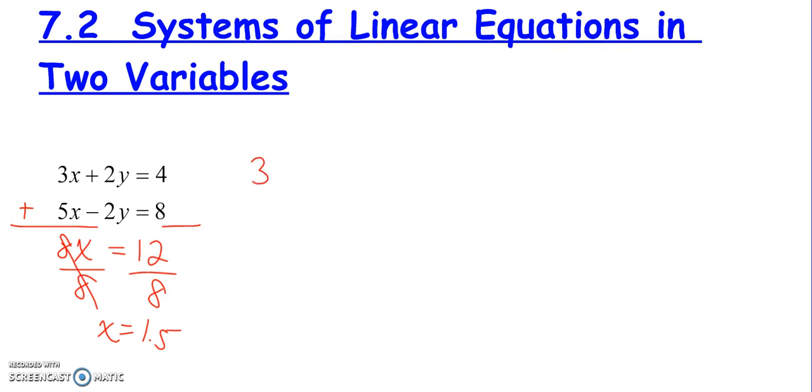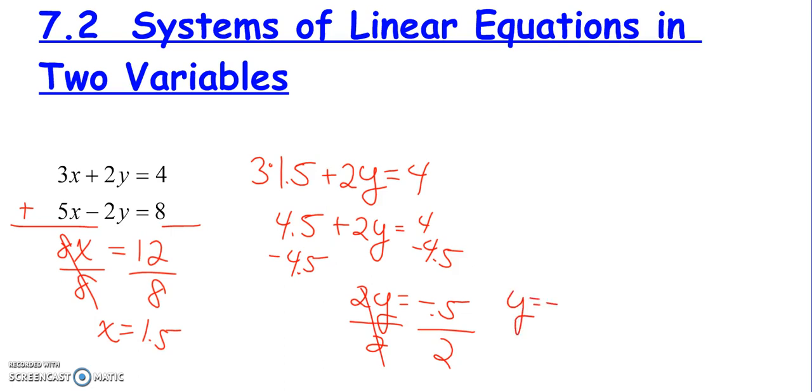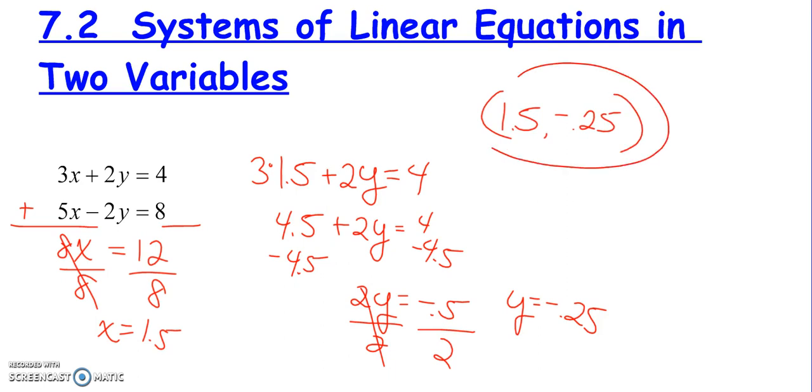If I do 3 times 1.5 plus 2y equals 4, well, 3 times 1.5 is 4.5 plus 2y equals 4, so I subtract 4.5 from both sides. 4.5 minus 4.5, 2y equals negative 0.5, and if I take 0.5 and divide it by 2, I'm going to get y equals negative 0.25. So my answer here is 1.5, negative 0.25. That is as straightforward of an elimination problem as you can get.